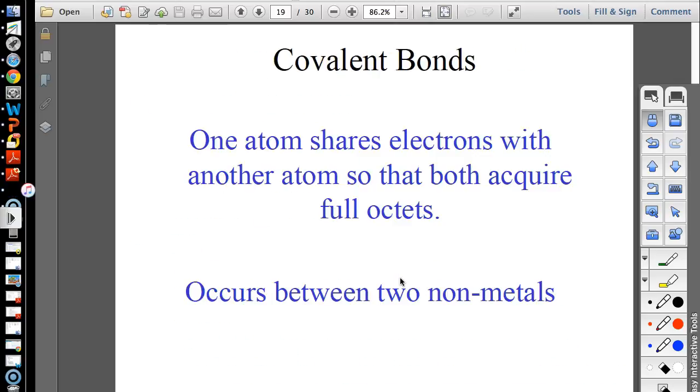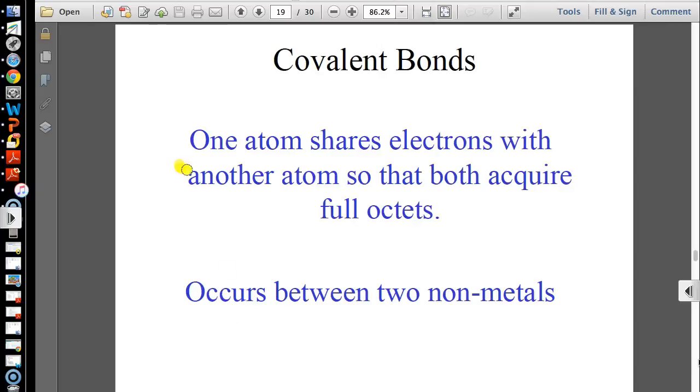Okay, so covalent bonds. Covalent bonds are like when we were playing tug of war and nobody really was winning. The electrons, the rope in that case, was being shared. So one atom shares electrons with another atom, so they both acquire full octets. This is going to happen between two nonmetals, because if you have a metal involved, the metal will give its electrons away.